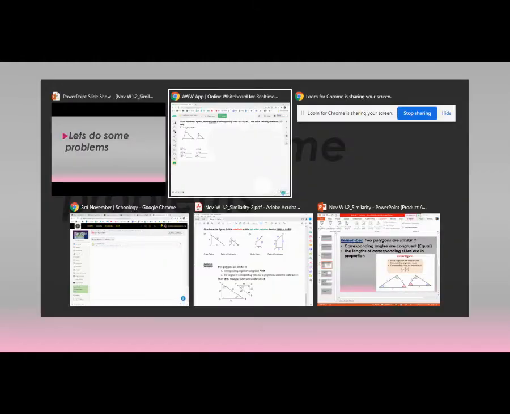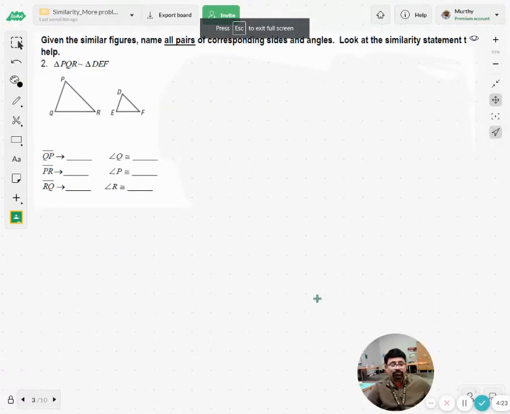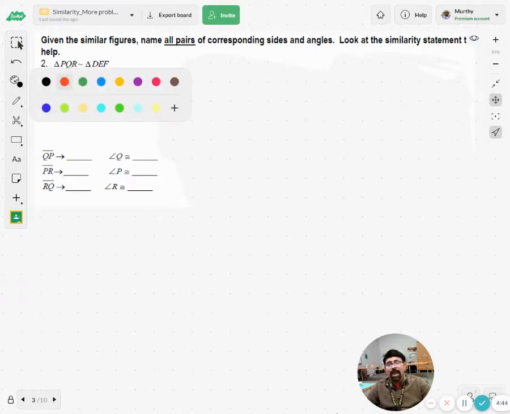So let's quickly jump to the whiteboard. I'm back on my whiteboard. Then let me start with an example. Given the similar figures, name all pairs of corresponding sides and angles. You better learn because when it comes to similarity, identifying the corresponding sides and corresponding angles is not easy. So let's start with the corresponding angles.